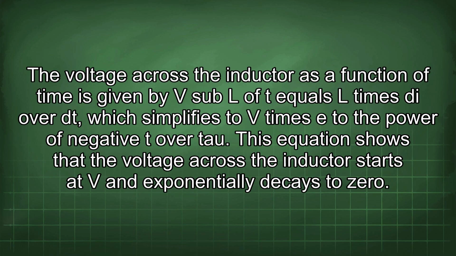The voltage across the inductor as a function of time is given by V sub L of t equals L times dI/dt, which simplifies to V times e to the power of negative t over tau. This equation shows that the voltage across the inductor starts at V and exponentially decays to 0.